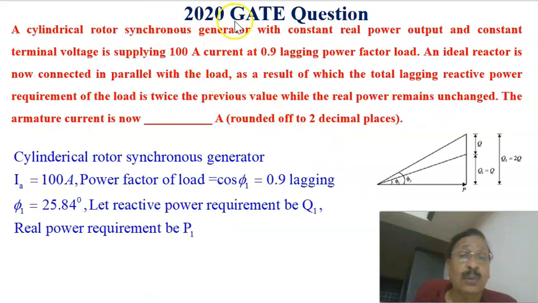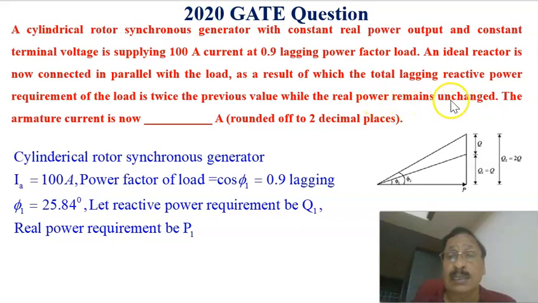Let us see another problem, 2020 GATE question. A cylindrical rotor synchronous generator with a constant real power output and constant terminal voltage is supplying 100 amperes current at 0.9 lagging power factor. An ideal reactor is now connected in parallel with the load, as a result of which the total lagging reactive power requirement of the load is twice the previous value, while the real power remains the same.